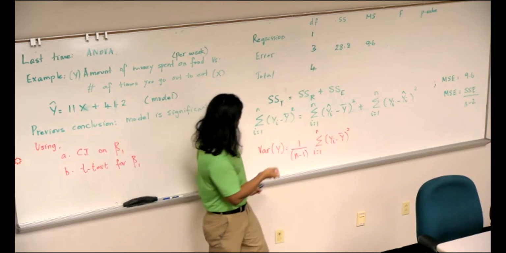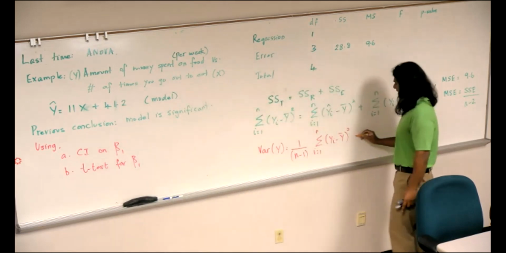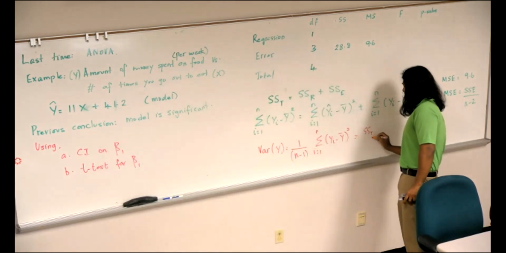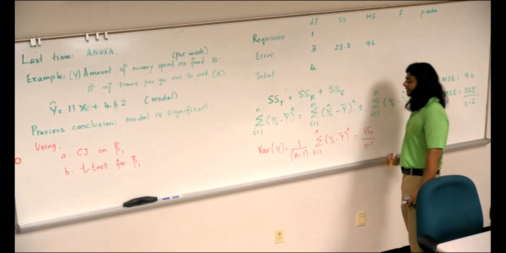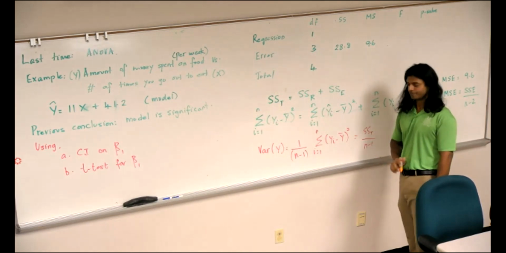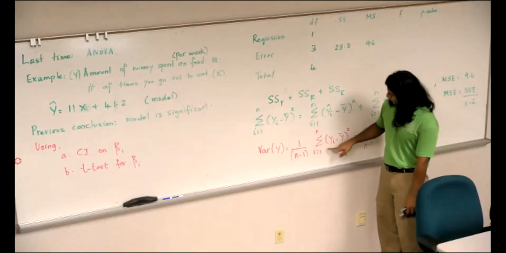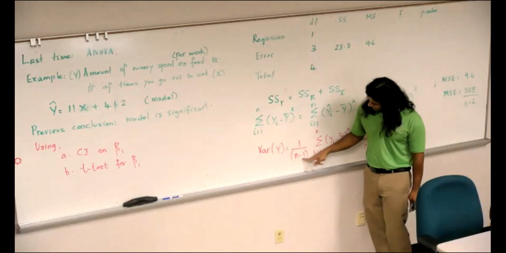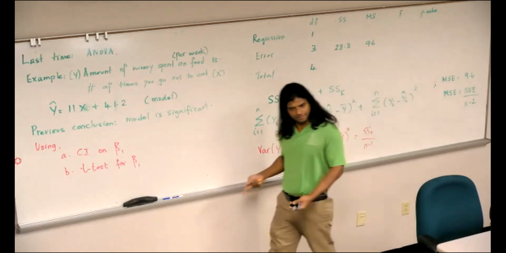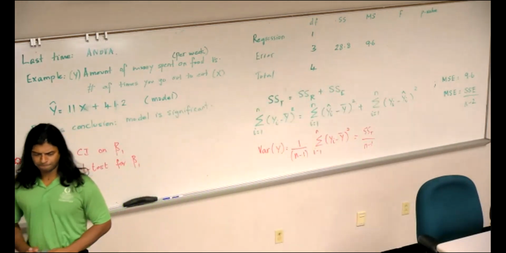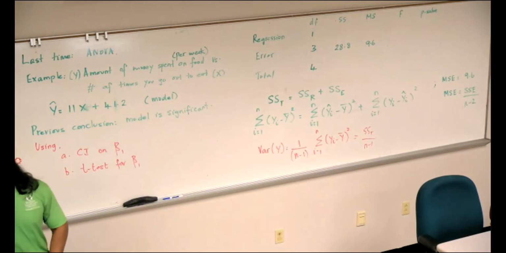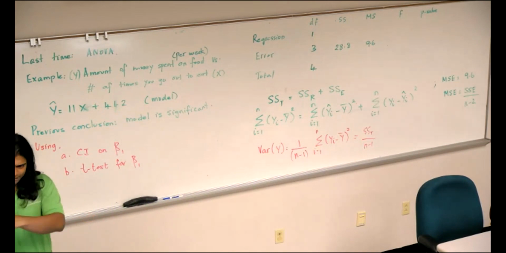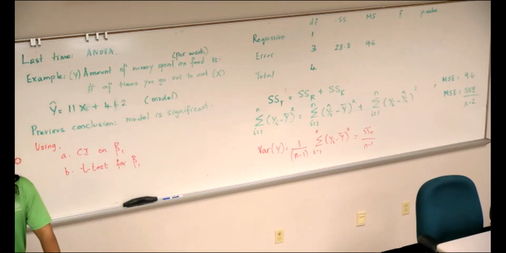In other words, it is simply SST divided by n minus 1. So if you take SST, which is right here, divide by n minus 1, you get the variance of Y. So use your calculator to find the variance of Y. I believe we did this already, so you can just look through your notebook.